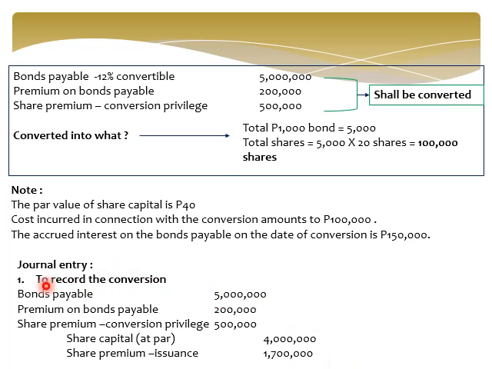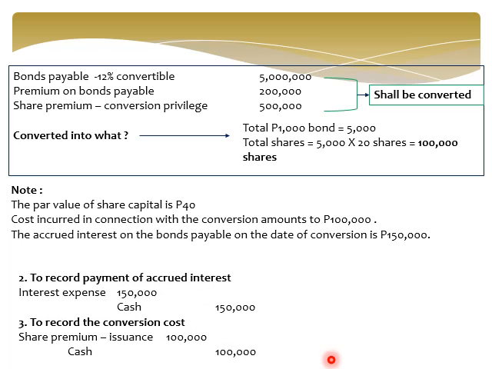So, na-convert na natin si compound financial instrument into shares and to share capital. So, si bondholders ngayon, naging equity holder na or shareholders na ni entity. Number 2, to record payment of accrued interest, interest expense debit of 150,000, and then credit cash of 150,000. Kasi kailangan bayaran na entity yung accrued interest, yung na-incurred niya na.